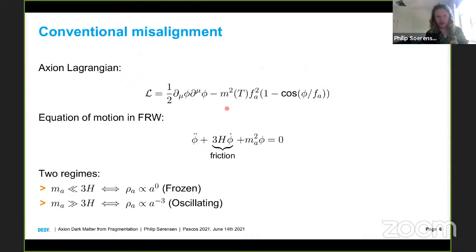The second point is that the expansion of the universe leads to a friction term in the equation of motion. This really means the evolution of phi has two regimes. One in which the mass is much smaller than Hubble, in which case it's overdamped, and we say it's frozen: it doesn't oscillate, doesn't redshift, it's just stuck. The other case is when the mass is large compared to Hubble. Here it's oscillating and really scaling like dark matter.